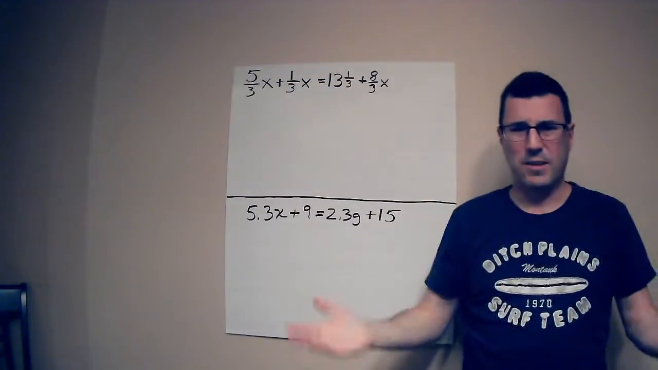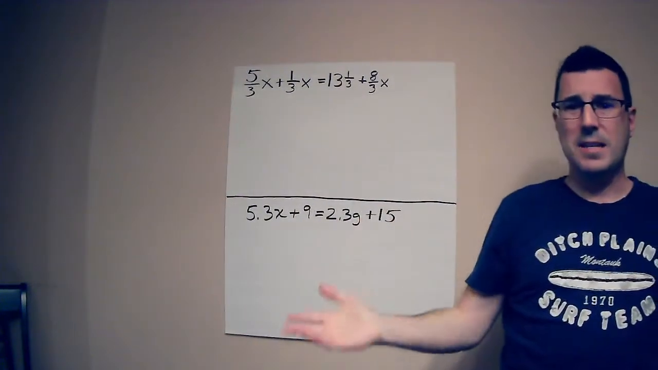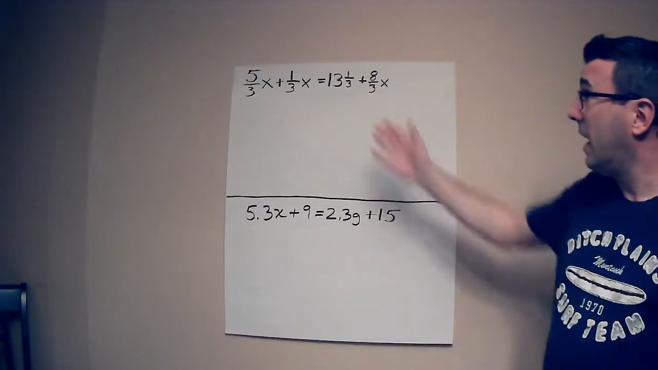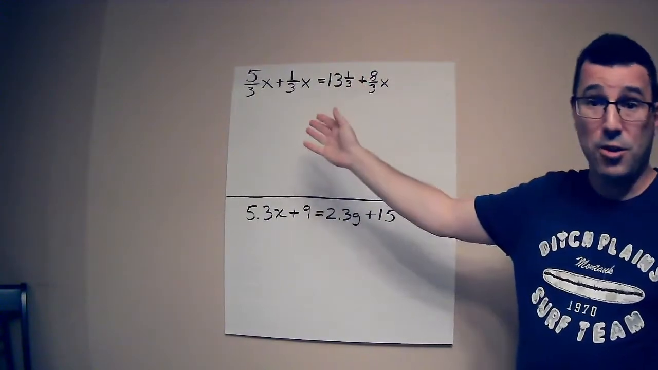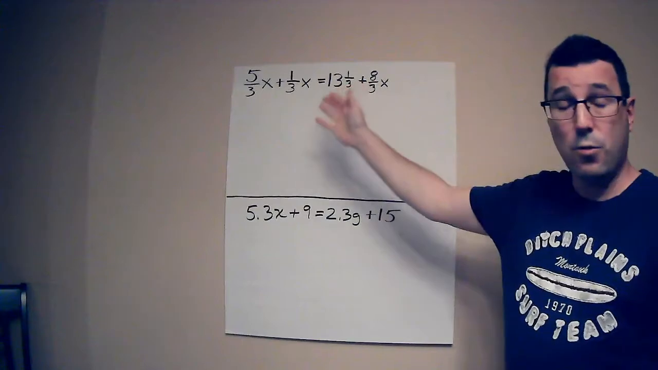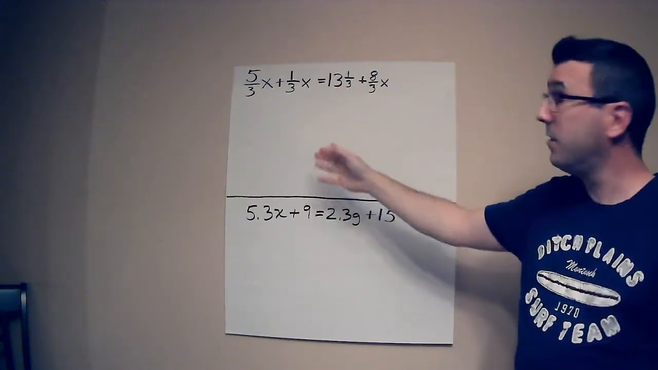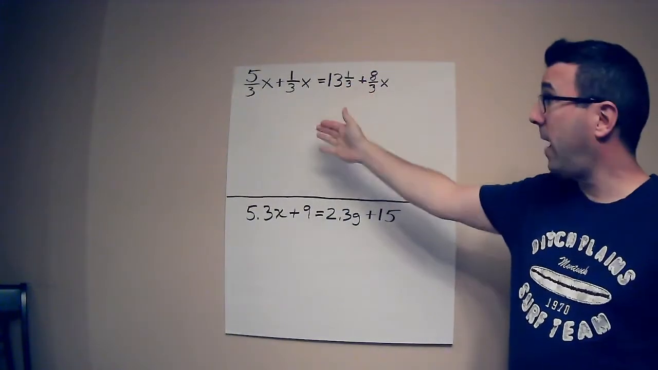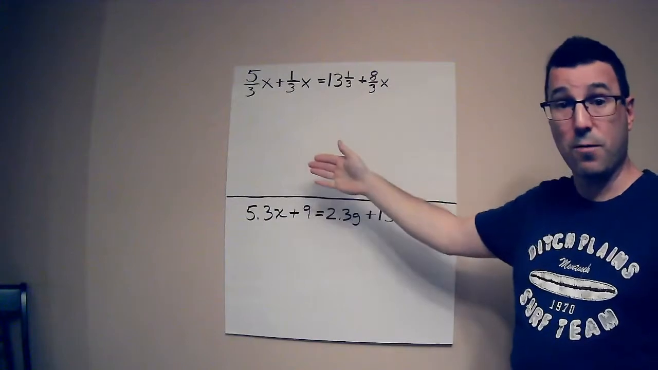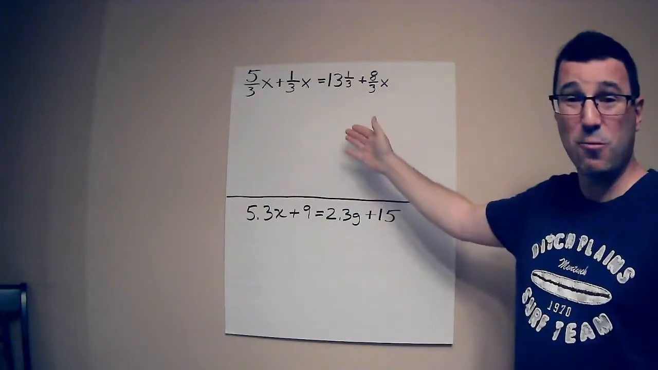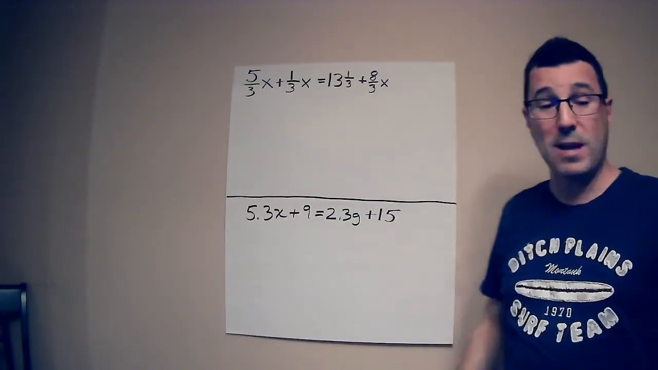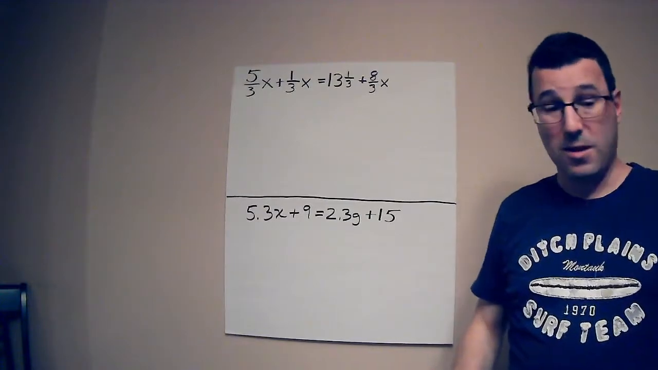So of course things have to get more difficult. Why would they stay easy? I have here a fractional equation that involves fractions on both sides. A lot of fractions. 5 over 3x plus 1 over 3x equals 13 1/3 plus 8 over 3x. A lot of stuff going on there.